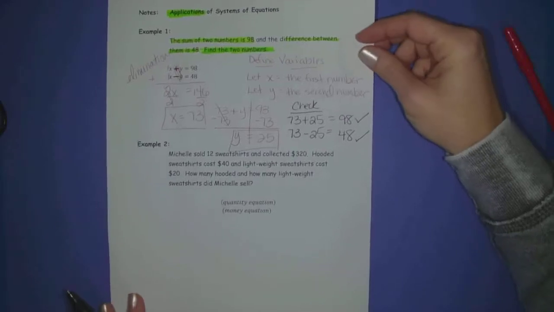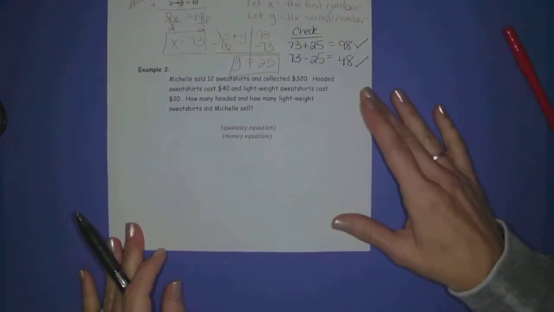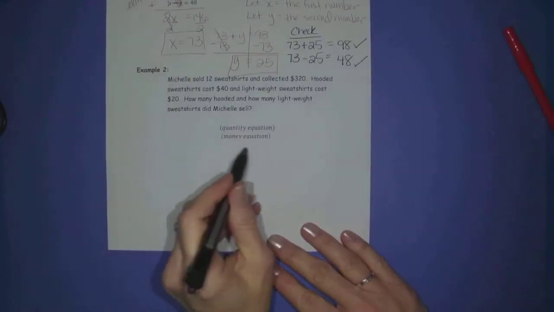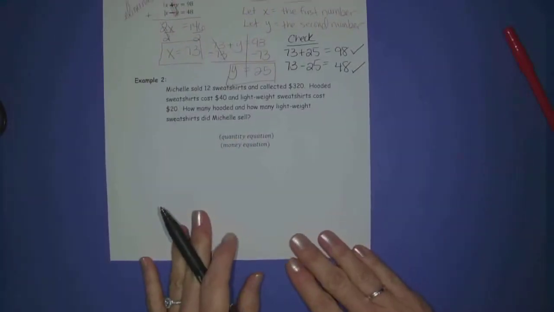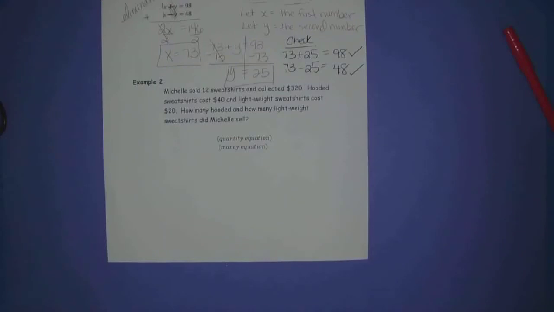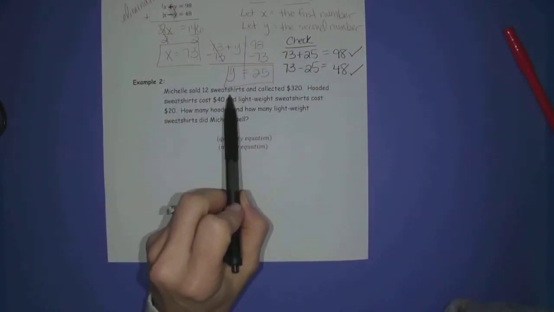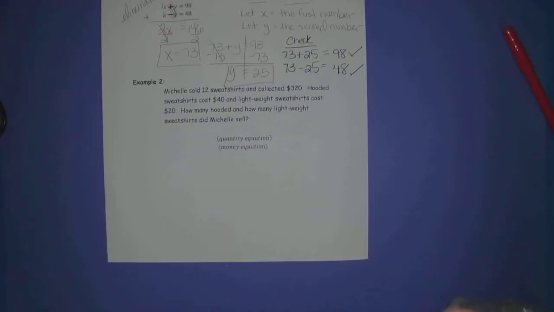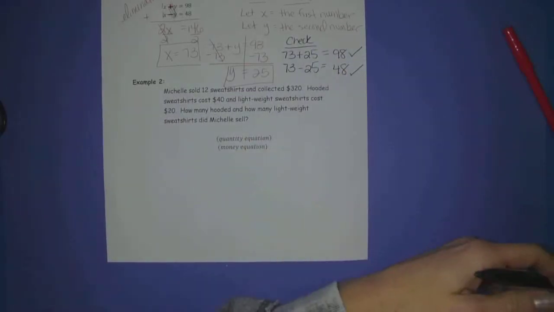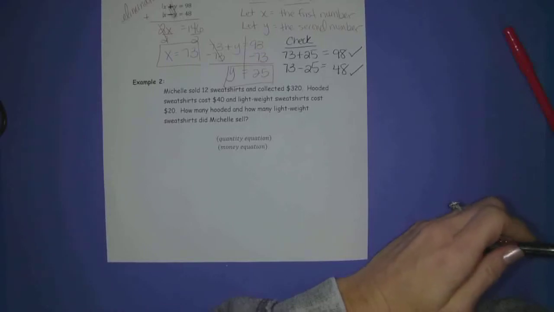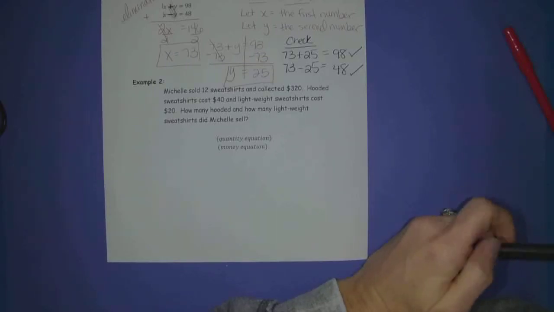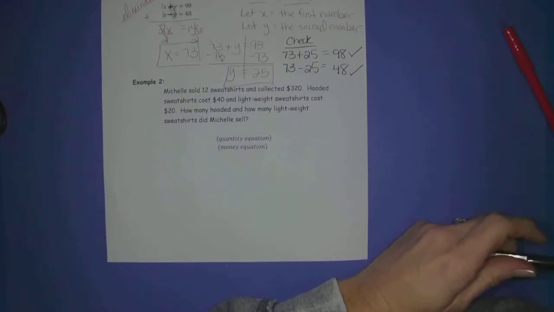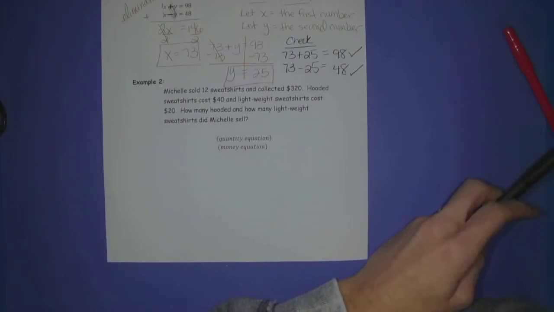Okay, let's take a look at example 2, because in example 2, I did not write the system. We're going to have to write it for ourselves. I mean, I gave a little hint, but that's about it. So let's go ahead and read it. Michelle sold 12 sweatshirts and collected $320. Hooded sweatshirts cost $40 and lightweight sweatshirts cost $20. How many hooded and how many lightweight sweatshirts did Michelle sell?